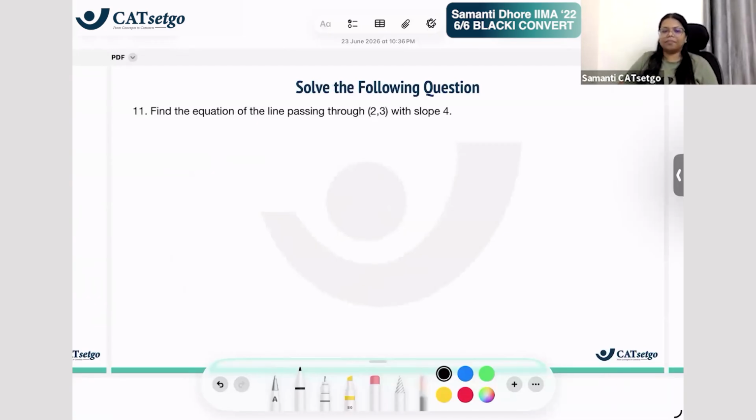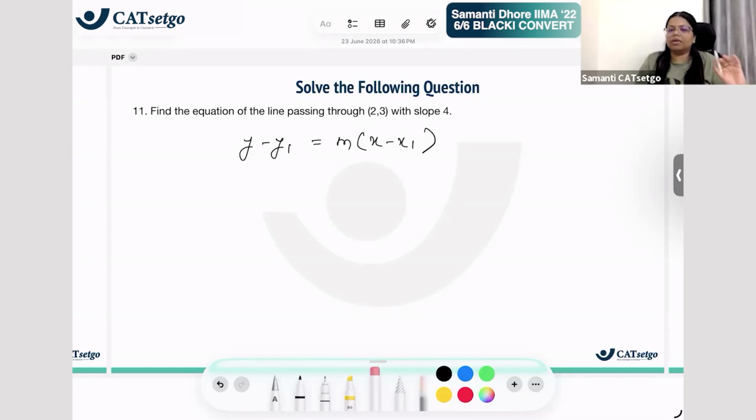Slope point form के हिसाब से क्या होगा? As per slope point form, y minus y1 is equal to m into x minus x1. कुछ नहीं समझाना तो सीधे सीधे ये वाला फॉर्मूला लगा लिया करो भाई, slope का फॉर्मूला डाल दिया करो.